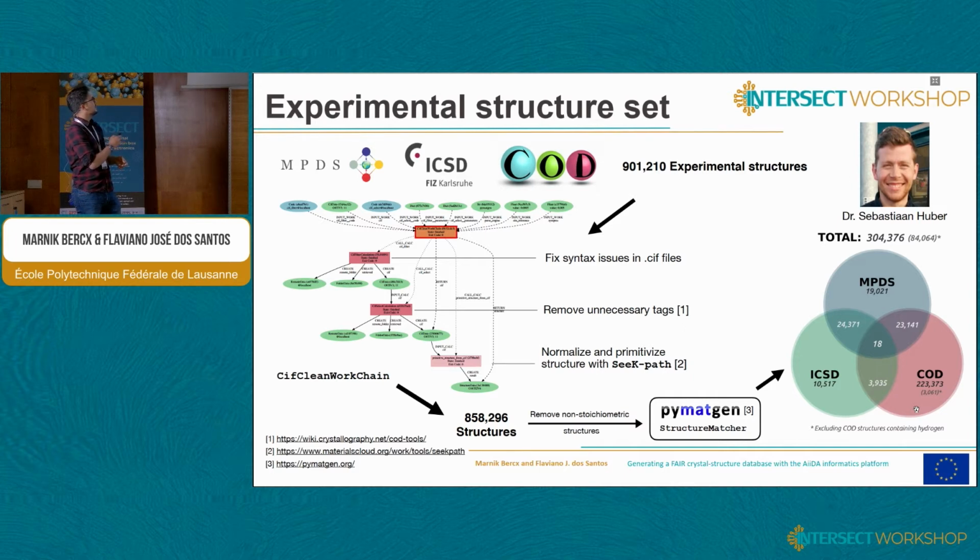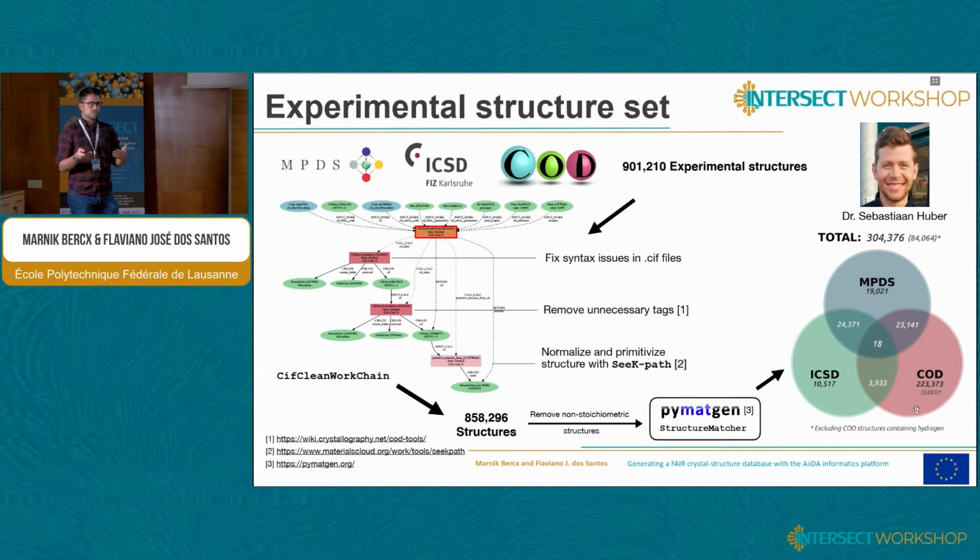And here you can see an example of such a provenance graph that AiiDA generates automatically, where we start by basically fixing some of the syntax issues in these CIF files, then clean up the CIF file by removing unnecessary tags, so we have a uniform format for our CIF files. And then finally, we use a tool called SeekPath, which is also developed in our group, which just takes a structure you have, generates a primitive cell, and also generates a band path, a generalized band path, along which you can calculate the band structure. And so the final structure set is around 860,000 structures.